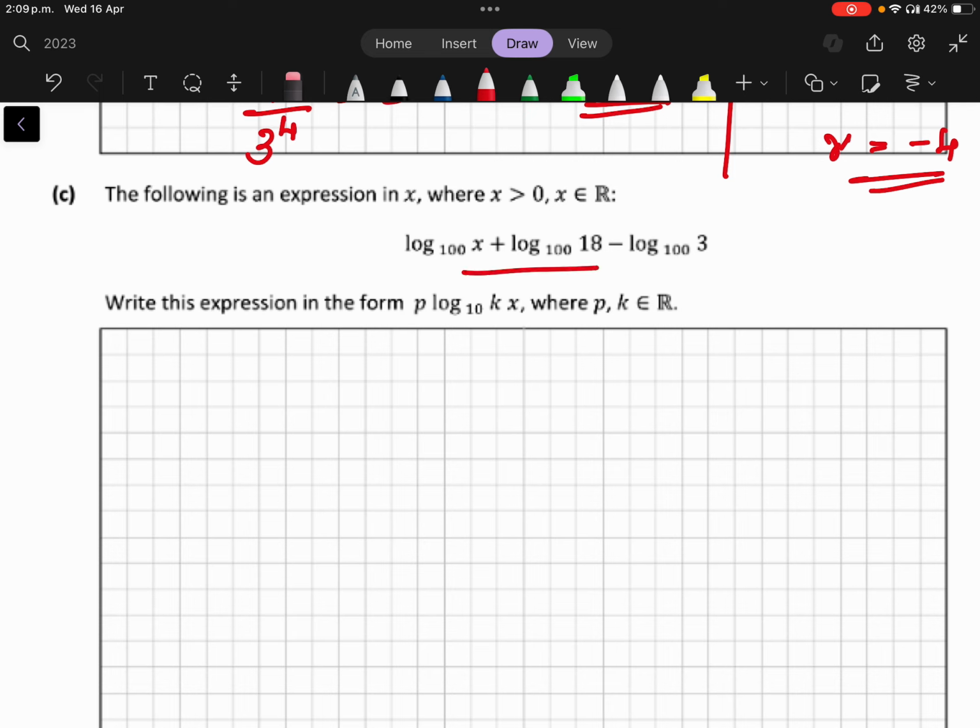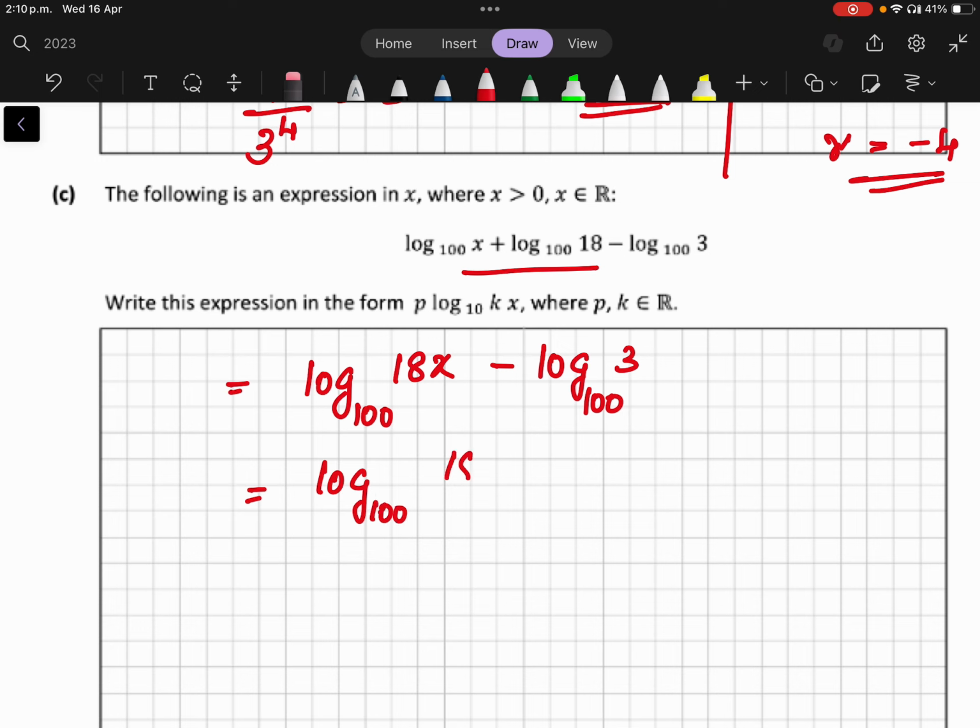That is log 18x, because since it is addition, you will have to multiply, to the base 100, minus log 3 to the base 100. If you know it thoroughly, you can write it in one stretch, or I will write it in two steps. Then since it is subtraction, I will write it as 18x divided by 3, which is equal to log 6x to the base 100. Okay, now let's go back to the question.